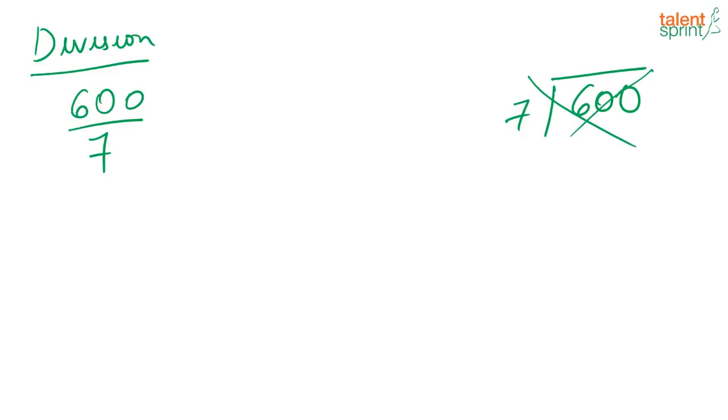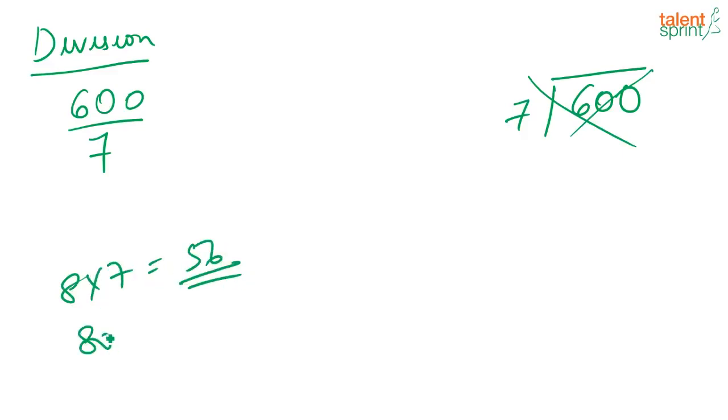Generally what you do is break the given number, or the numerator, in such a way as to get a multiple of the denominator. What is there in the denominator? 7. Now I don't know if 600 is divisible by 7, correct? What is 8 sevens? I know it's 56, correct?